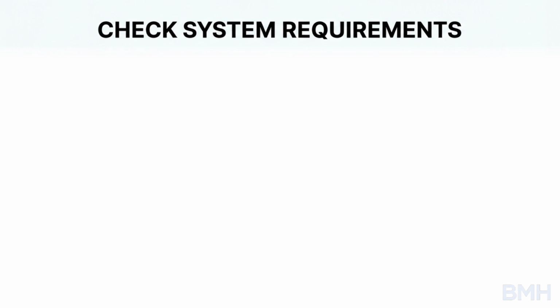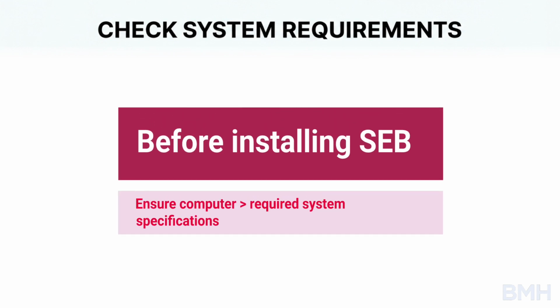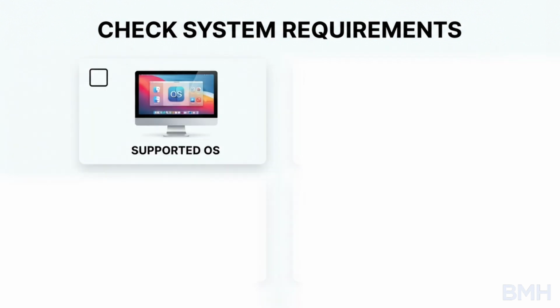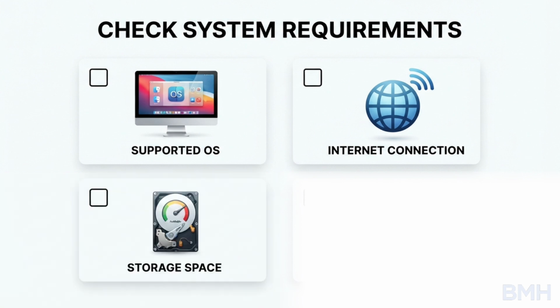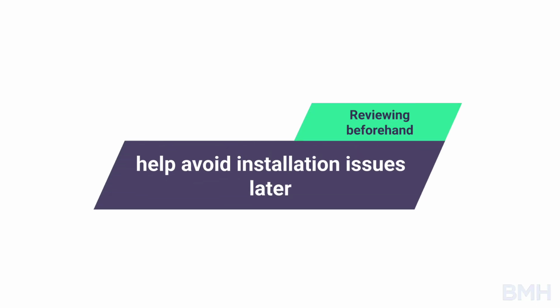Check your system requirements. Before installing Safe Exam Browser, make sure your computer meets the required system specifications. So for that, check your operating system is supported, you have a stable internet connection, enough storage space, and any required administrator permissions. Reviewing these requirements beforehand can help you avoid installation issues later.